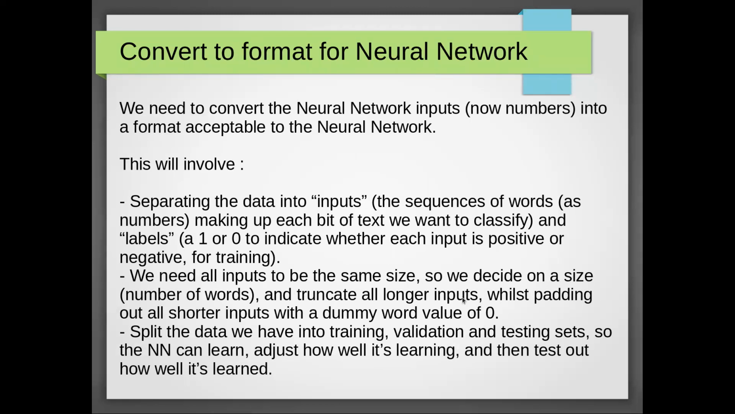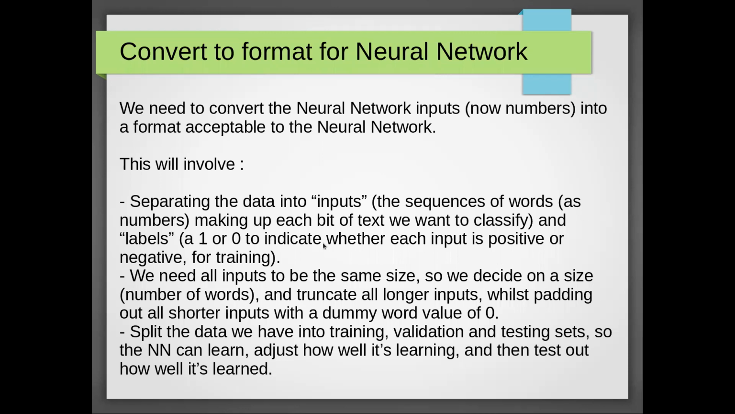So as well as converting our text into numbers, once we've done that, we also have to convert it into a format that is acceptable for a neural network. And in the ways in which we do that, we have to separate the data, and you'll remember some of this from the module 7 stuff. We separate our data into inputs, which are essentially our features, and outputs, our labels. But in the case of sentiment analysis, because we're dealing with text, the inputs are the sequences of words, remember, but they're now numbers.